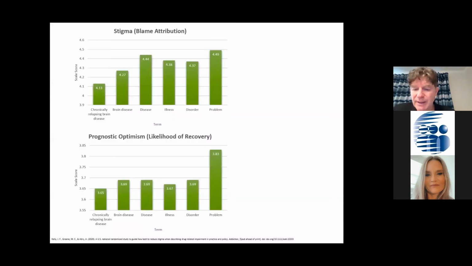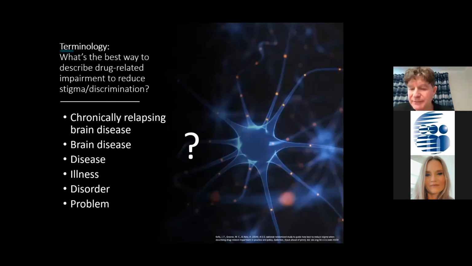So we actually used a nationally representative sample of the US adult population. There were 3,600 people sampled. And 600 people, both men and women, 300 men and 300 women in each cell, were exposed at random to a vignette describing somebody in treatment with drug-related impairment, where they were learning about the nature of their drug-related impairment being described in one of these 6 different ways. Okay, so that was the nature of the study.